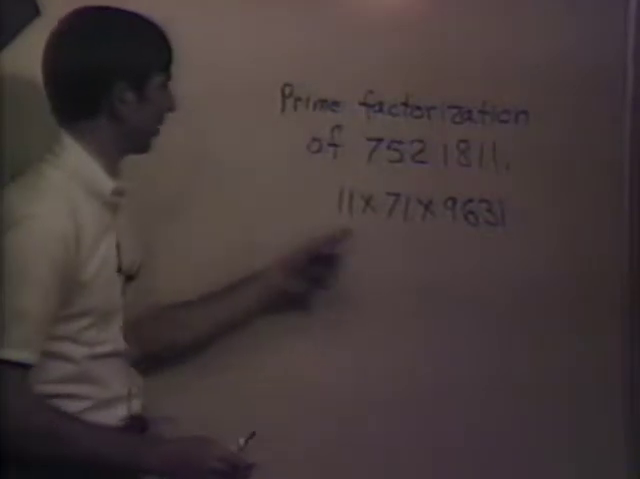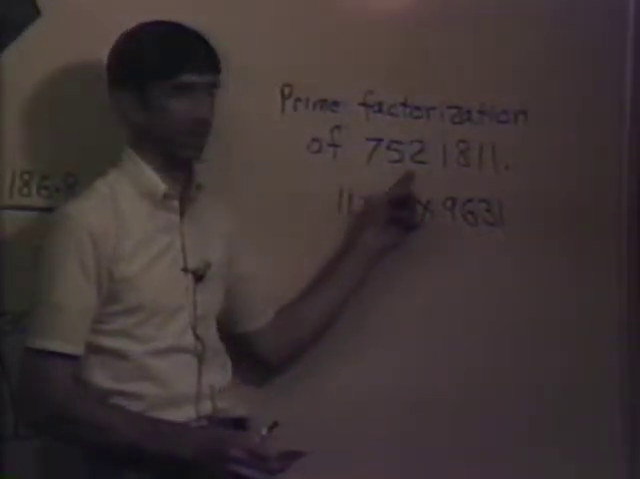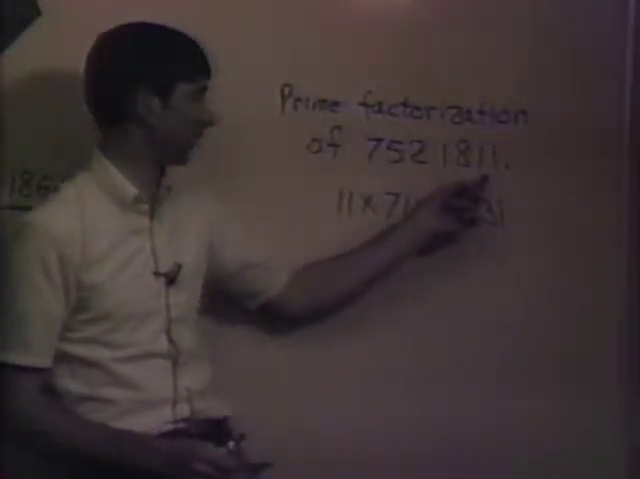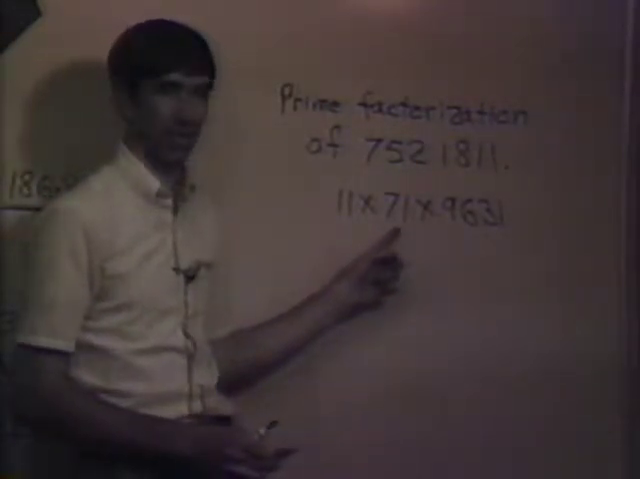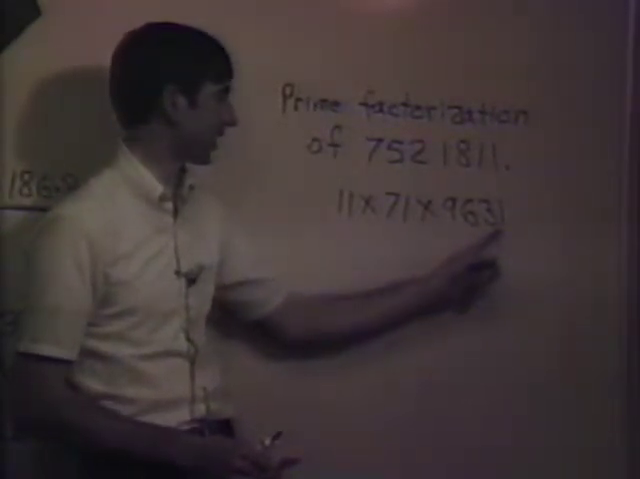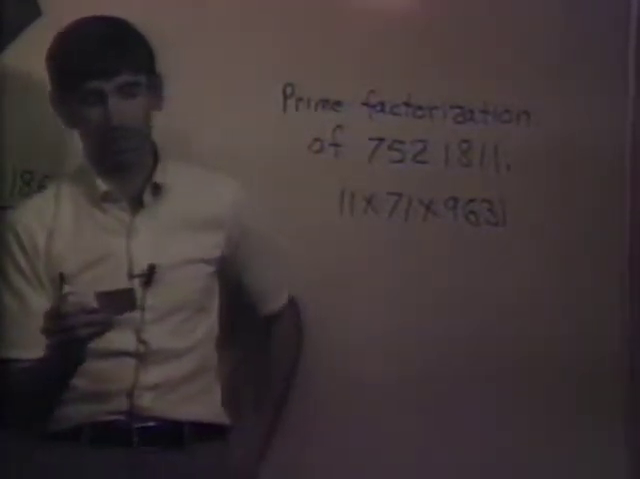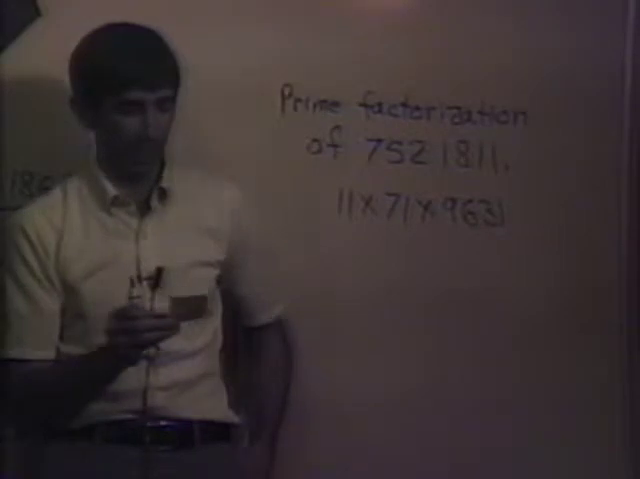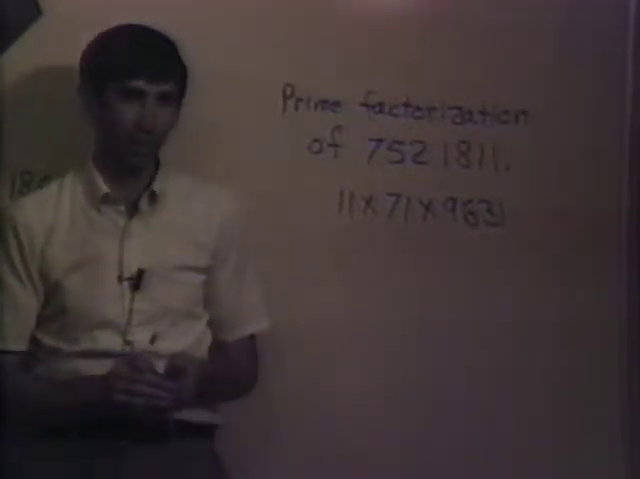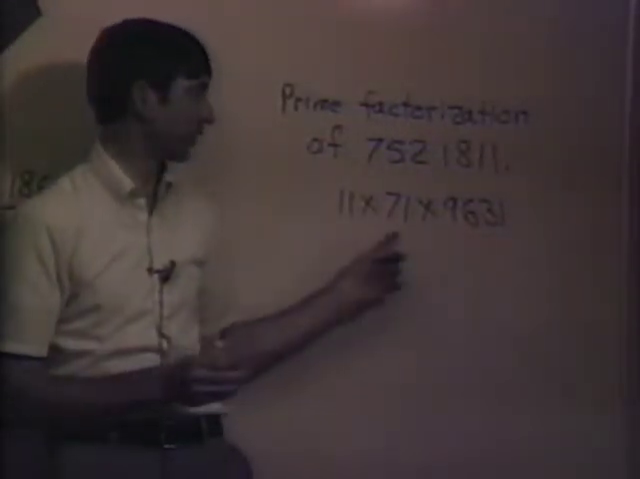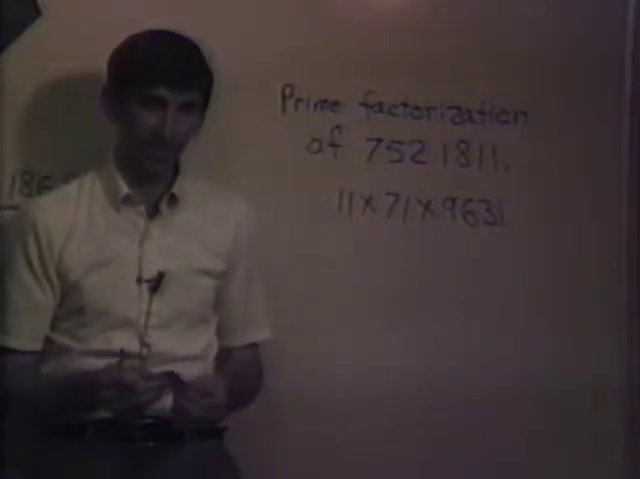Okay, here's the answer to our brain teaser tonight. The prime factorization of 7521811 is 11 times 71 times 9,631. And our winner tonight was Julia Bringhurst, who's a 7th grader in Mrs. Nichols' class. I'm not sure just how Julia found the answer to this, but I'll tell you how I found the answer to it.